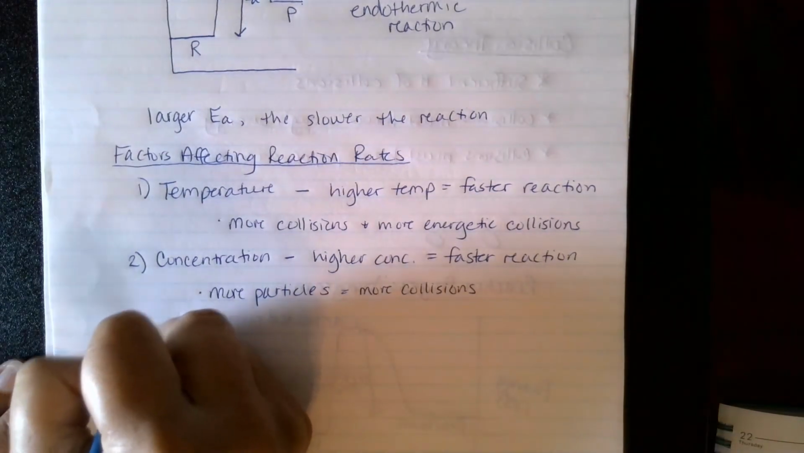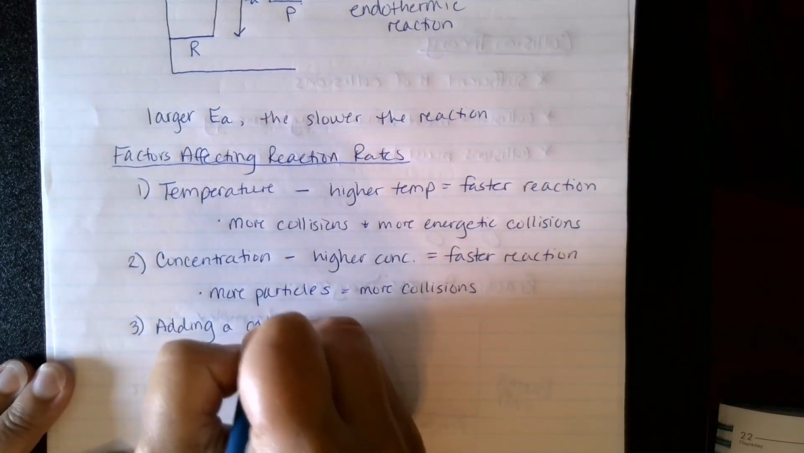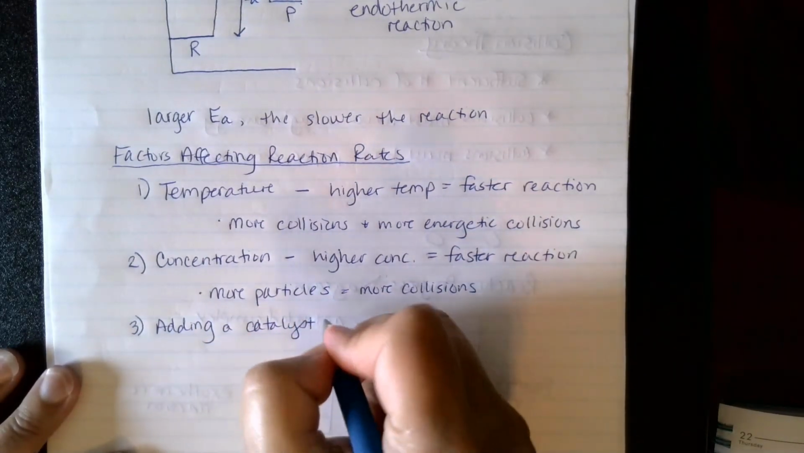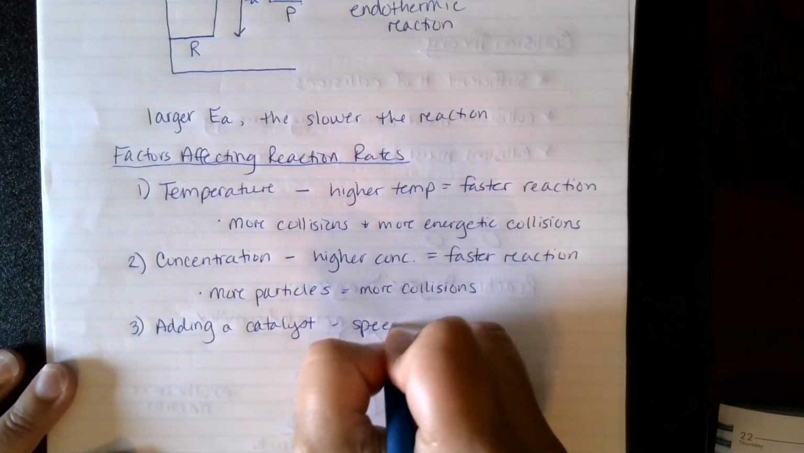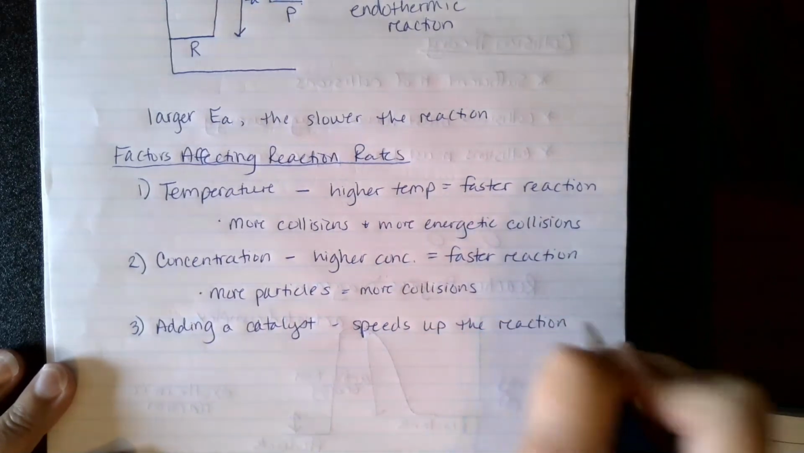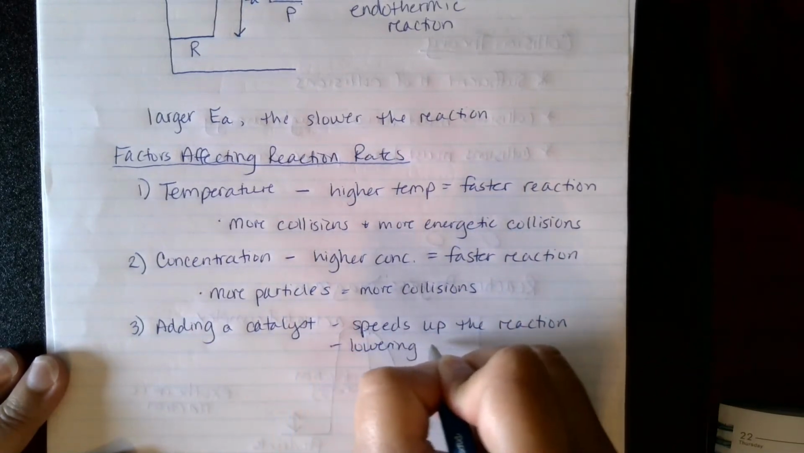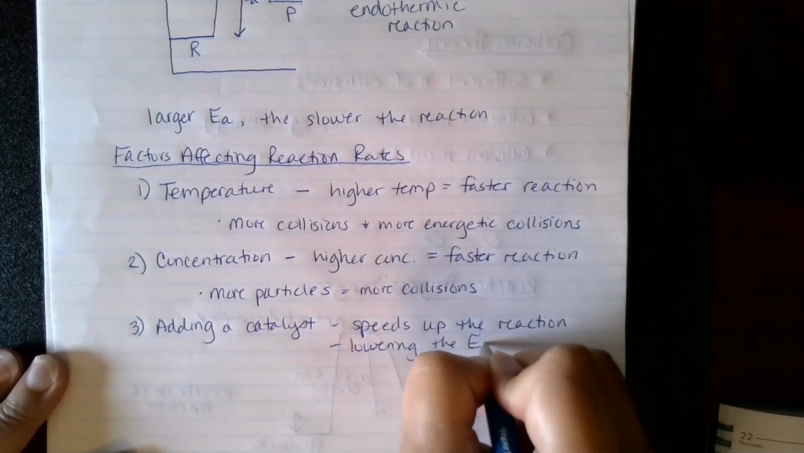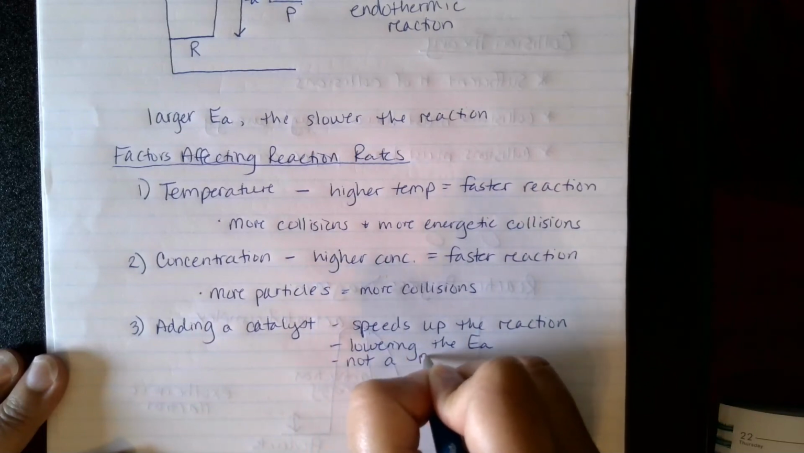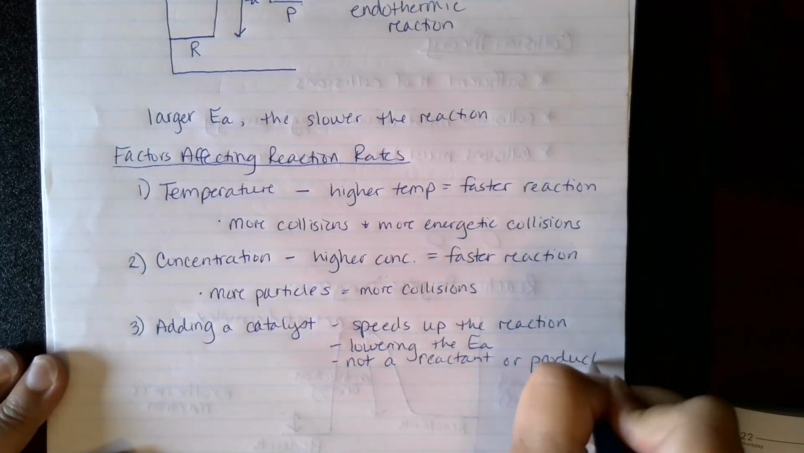Okay, and the third one is the addition of a catalyst. Okay, and a catalyst is something that speeds up the reaction by lowering the activation energy, and it is not a reactant or a product. It doesn't show up in my equation.